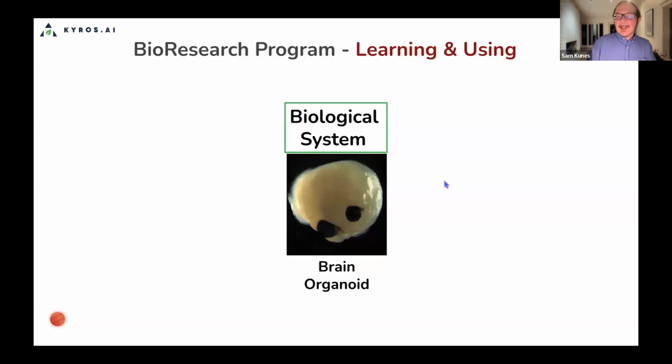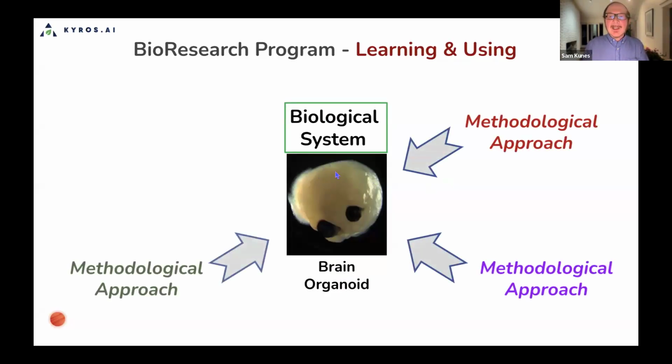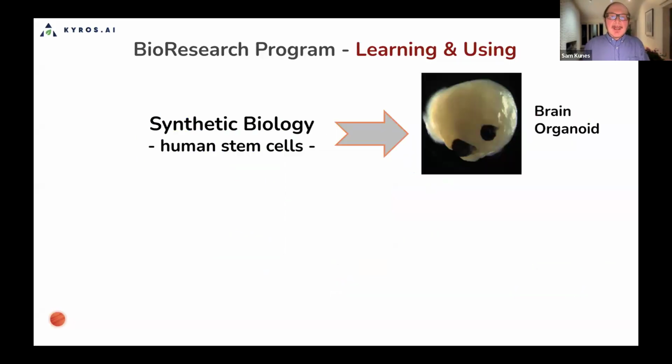So we consider, and just in the way I think about these things, the brain organoid is the biological system. And then we have different methods for studying the brain organoid, which I'm going to talk about. But those, of course, are subjects of tier two, part of the program. To give you an example, a method would be something like what we call synthetic biology.